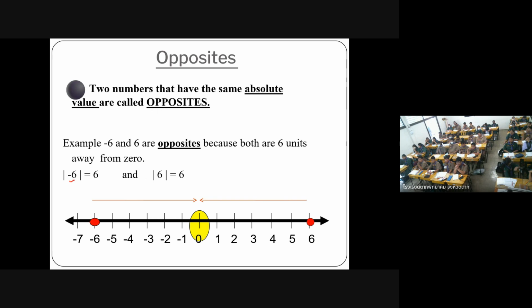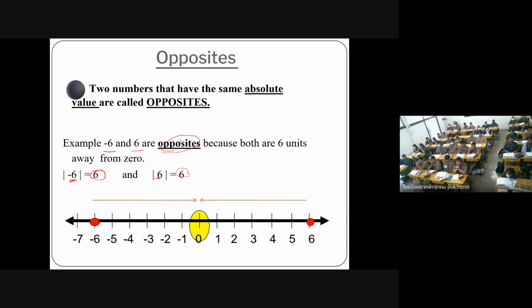What is the absolute value of negative 6? Again, the absolute value of negative 6 is 6. The absolute value of 6 is 6. Now, since negative 6 and 6 have the same absolute value, we can say that negative 6 and 6 are opposite numbers. Okay? Again, opposite numbers are numbers that have the same absolute value. They have the same distance to 0.